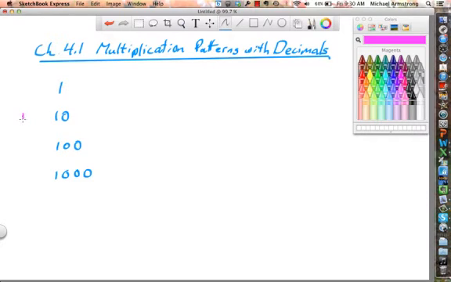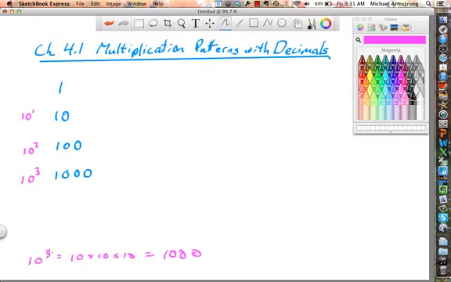10 is 10 to the first, and 100 is 10 to the second power, and 1,000 is 10 to the third power. Remember that 10 to the third power is the same as 10 times 10 times 10, which is 1,000. So you see this 3 up here, you know that it's a 1 with 3 zeros. You see a 2 up here, you know it's a 1 with 2 zeros. And you see a little 1 exponent, it's a 1 with 1 zero.